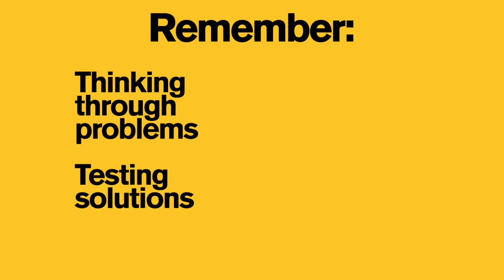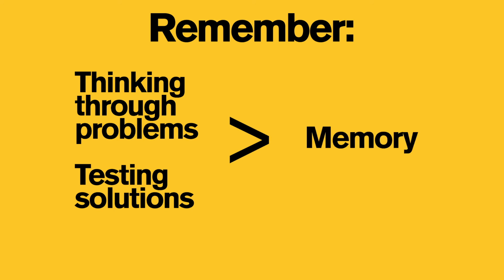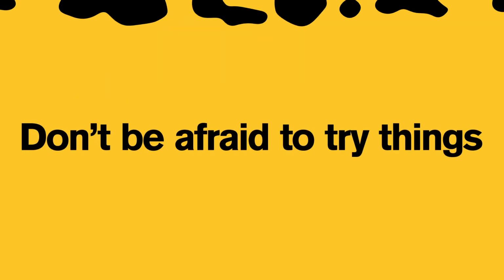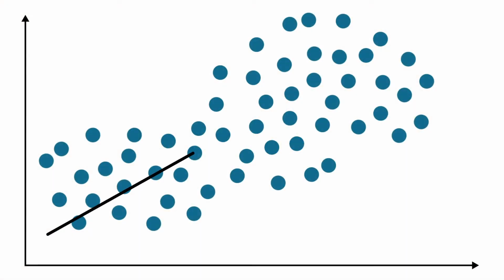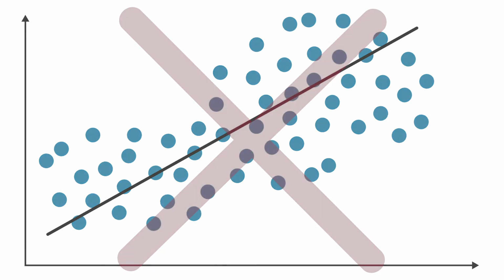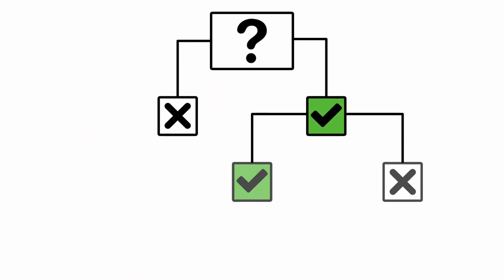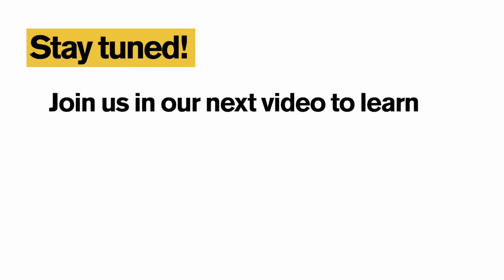So the most important thing here is the ability to think through problems and to test the different solutions. That is a much, much more useful skill than just memorizing all these different algorithms and all their different use cases. Another big thing is don't be afraid to try things out and get your hands dirty. Errors are okay. Maybe you tried a linear algorithm and you get an error and you go, oh wait, I didn't want to use that because I needed a decision tree instead. Don't be afraid to get your hands dirty and try different things out.